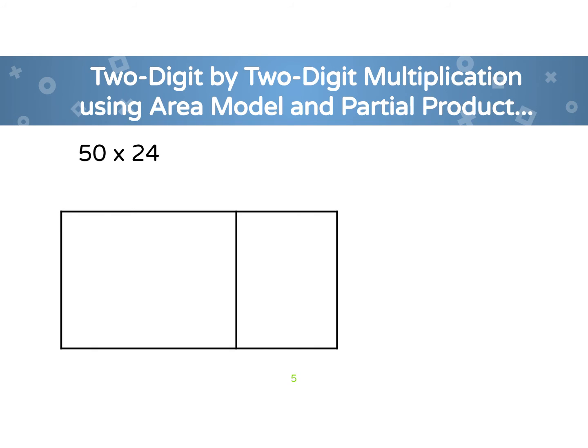Here, let's pause on this one and let's see if you can do this. So draw this on your box number 1 and see if you can do it. And then the teacher will turn on the video and you can check your answer. Remember to do the area model and the partial product.